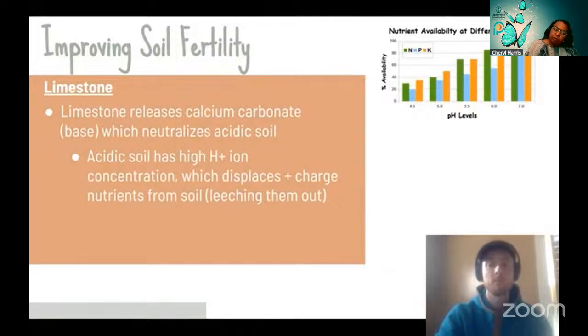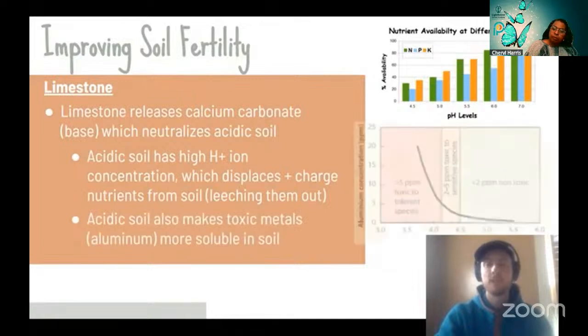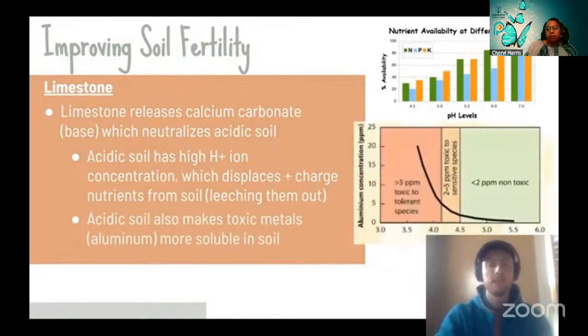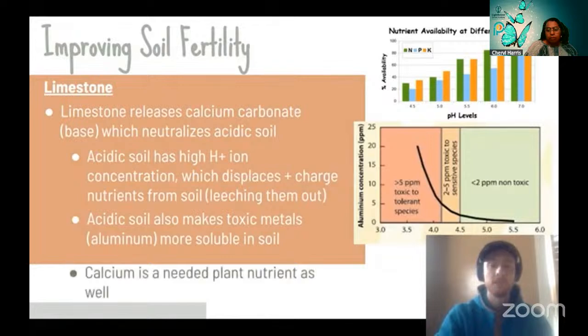Another problem is that acidic soil makes toxic metals more soluble. So when your pH starts to drop, what you're going to see is a huge increase in the solubility of aluminum. Aluminum is a metal that's toxic to many plants. It can damage their roots and kill them if it reaches high enough concentrations. So adding limestone will also neutralize your pH and prevent aluminum from becoming soluble in your soil, which can kill your crops. And then finally, the calcium that's released with calcium carbonate is a needed plant nutrient as well. And so this can just further contribute to the fertility of soil.